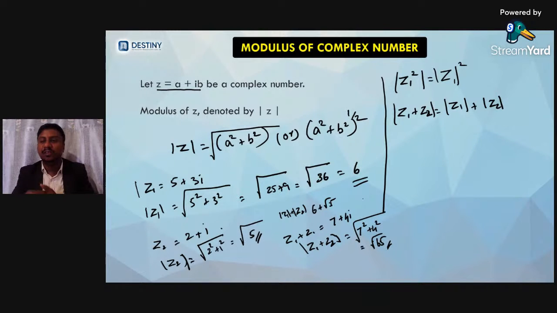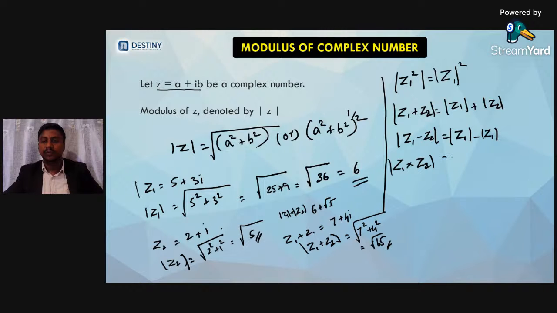That's it. Same thing for negative, subtraction: modulus of z1 minus z2. Multiplication also. Division also: whole modulus equal to modulus of z1 by modulus of z2.